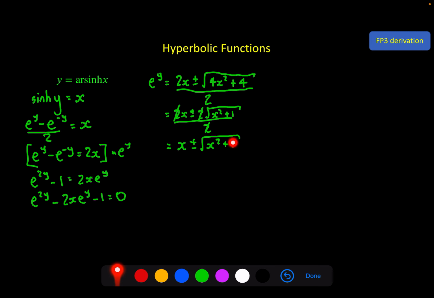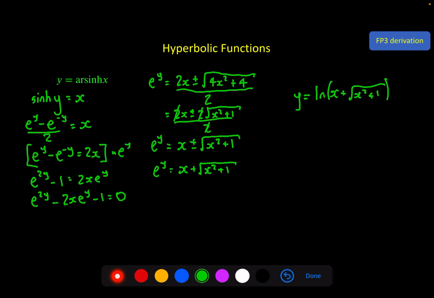So if we know that this must be bigger than x, and all of this, remember, is equal to e to the y, and e to the y cannot be a negative number, then I can do away with my negative square root, and I can say e to the y must equal x plus the square root of x squared plus 1. But I still haven't got y, that's e to the y. To get y, I need to take logs of both sides. To get y is equal to the natural log of x plus the square root of x squared plus 1.